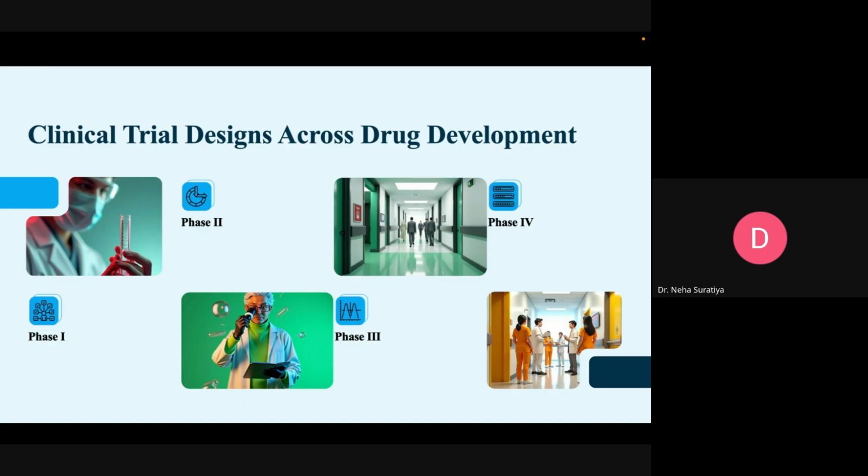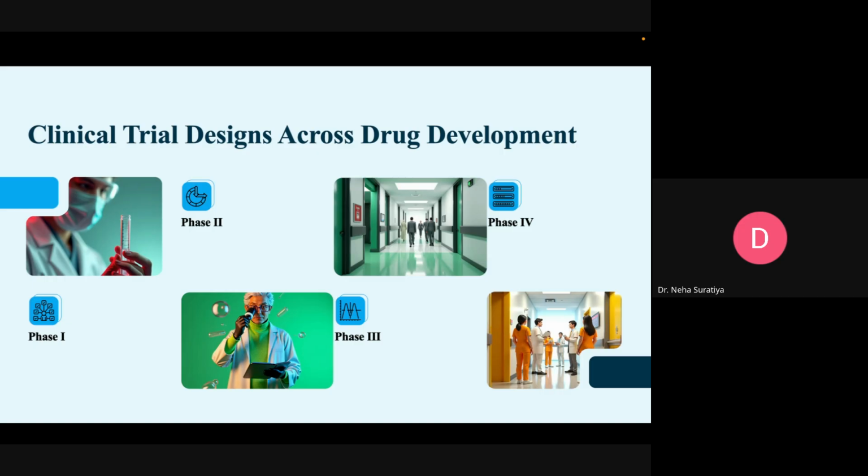you will require participants, usually 100 to 300, right? And you will be answering questions like, does the drug work, or which dose will be the best? So you will require some randomized control trial and parallel group studies. For example, I can say evaluating some glucose reduction in diabetes patients. If you want to evaluate glucose reduction in diabetic patients, you require some RCT and parallel group studies in phase 2, right?